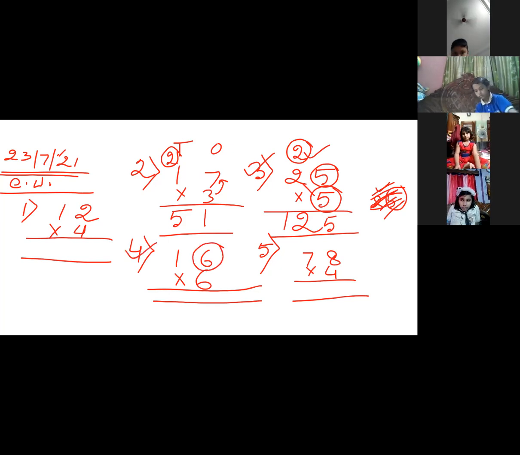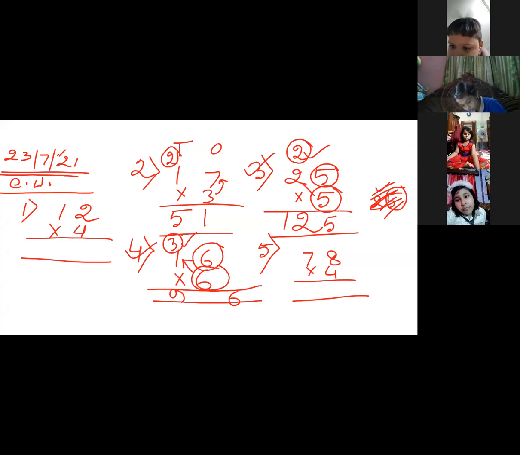It is 6. It is also 6. 6 6s are 36. 6 will be there, okay? And 3 will be carry forwarded. Now 6 ones is 6 plus this 3, it will be 9. So 96. Complete this.